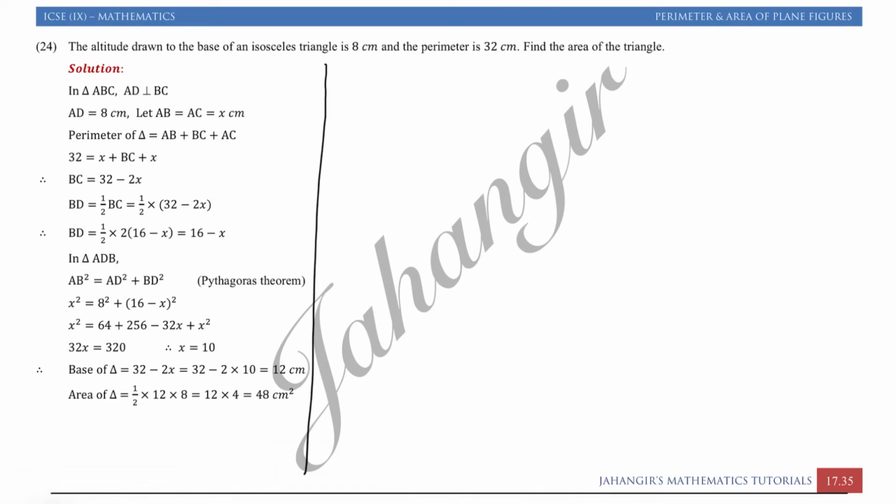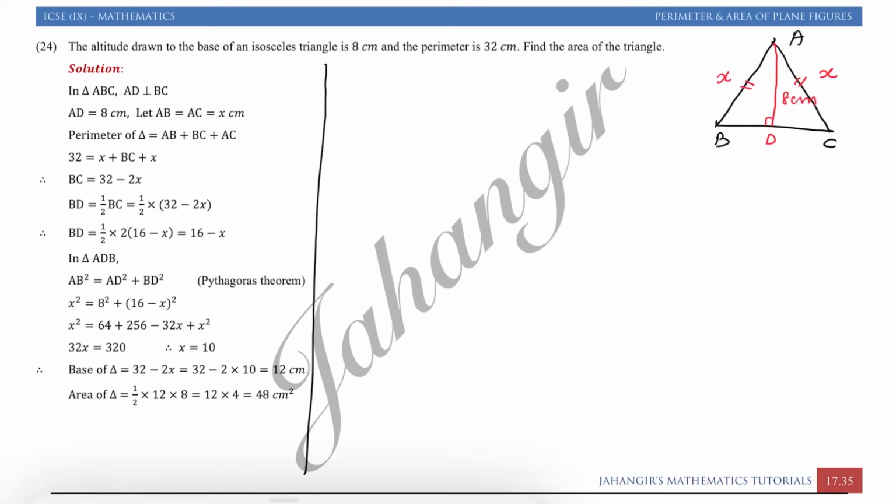The altitude drawn to the base of an isosceles triangle is 8 centimeter. Let's make a rough diagram. ABC, here altitude is given. Let's say AD is perpendicular to BC. This is 8 centimeter. The altitude drawn on the base of the isosceles triangle is 8 centimeter and the perimeter is 32. Let the equal sides we say as x and x.